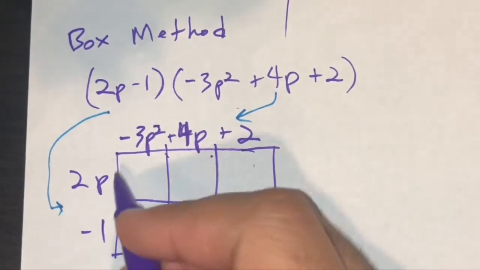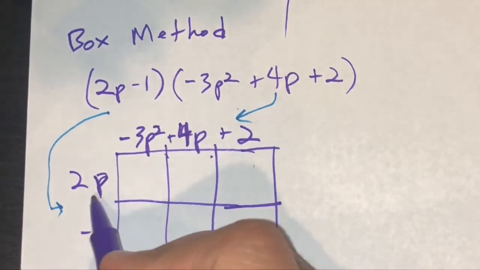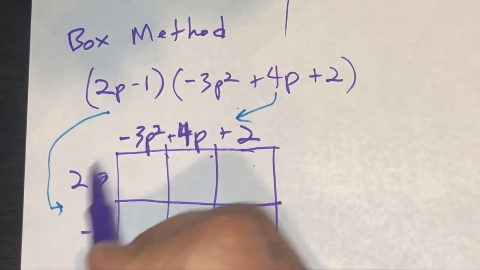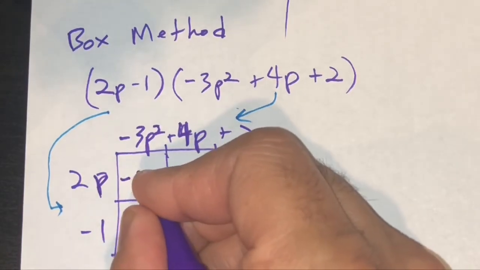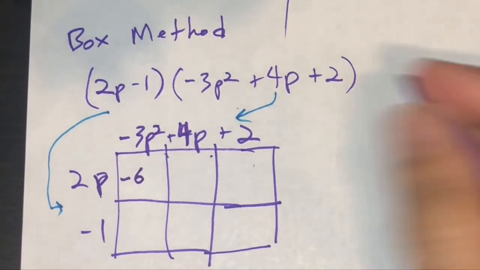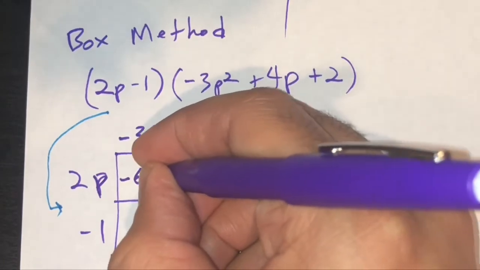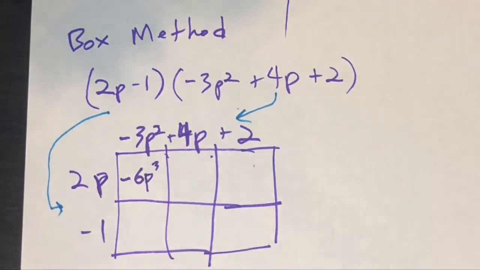Okay. So now what I do is I multiply inside the box. So what I do is 2p times -3p squared. It's going to give me -6p to the third power.